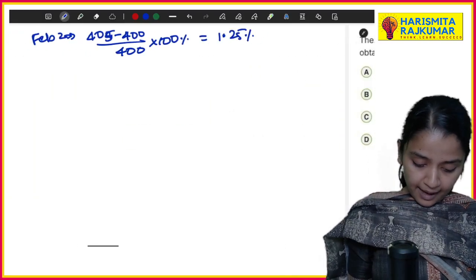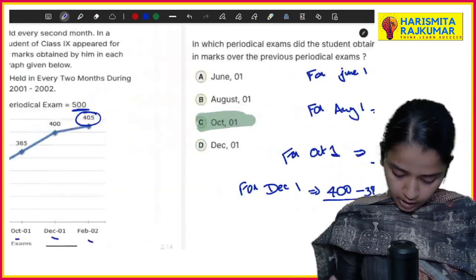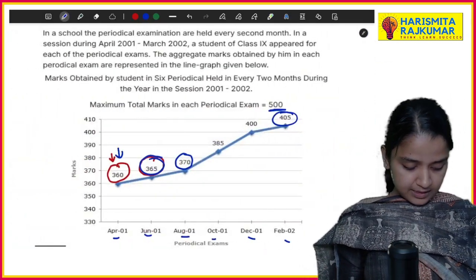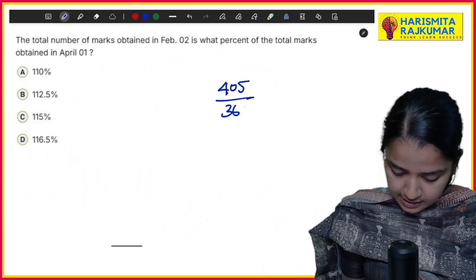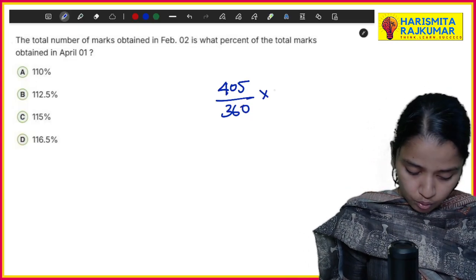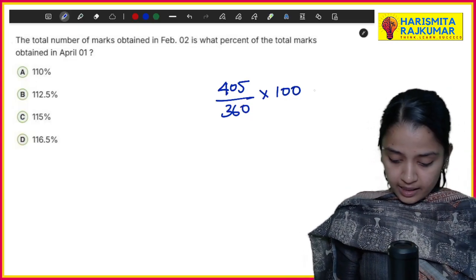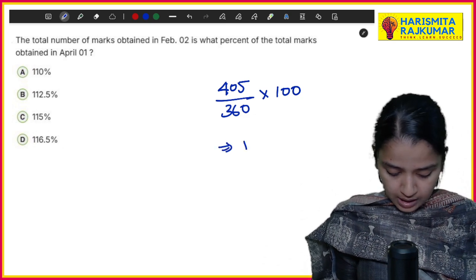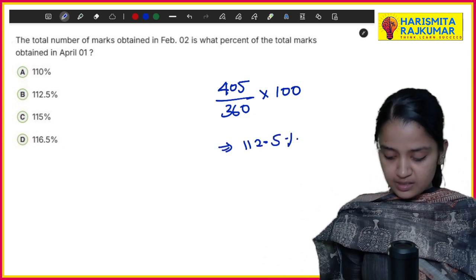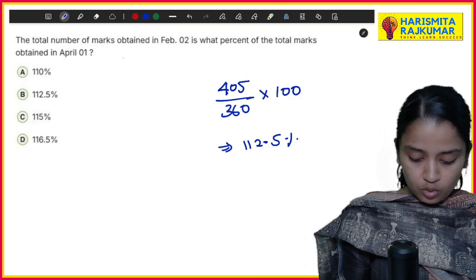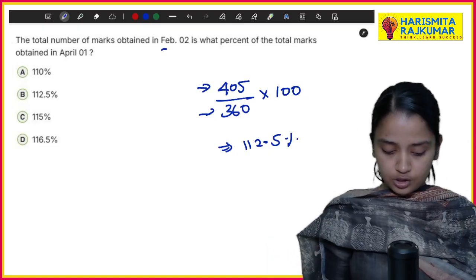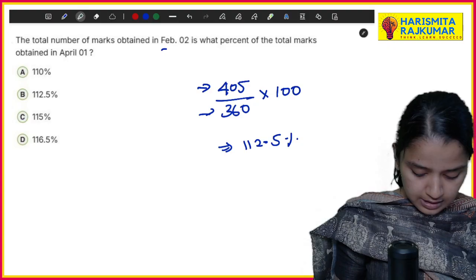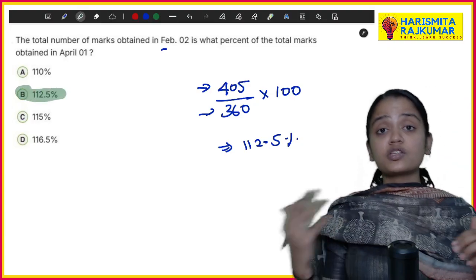And in April 1, he got 360. So April 1, he got 360, into 100. That will be the total percentage, which is 112.5 percentage as your answer. So February divided by April, only then you can find the percentage of total marks. So this much percent he increased.